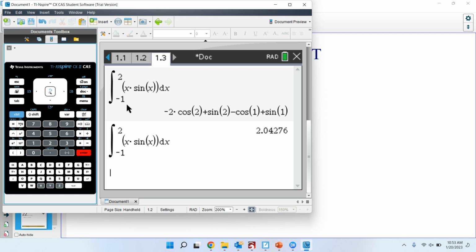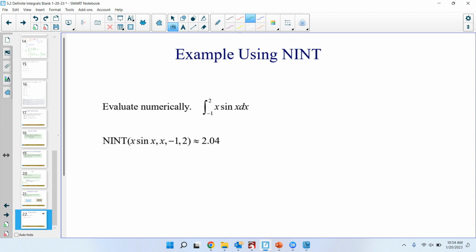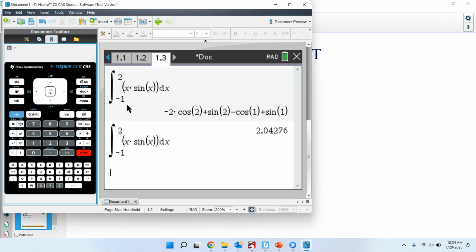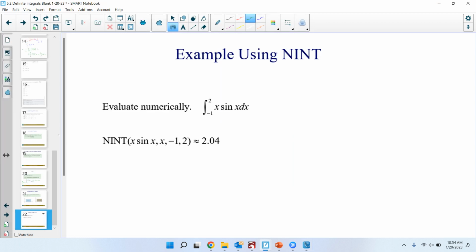2.043 or 2.042. Some of us are still not rounding out to 3 decimals. Please, I'm going to have to keep counting points off. Okay, if you're not rounding out to 3 decimal places, the AP graders will for sure count points off. So here's how we do it in the calculator. They didn't even write it. Lazy. 2.043.